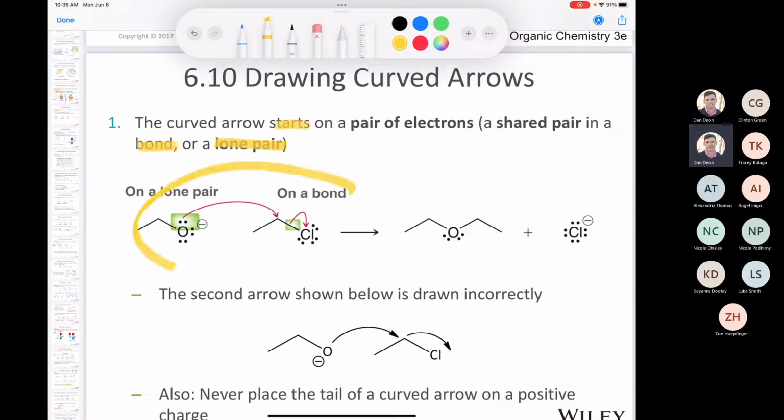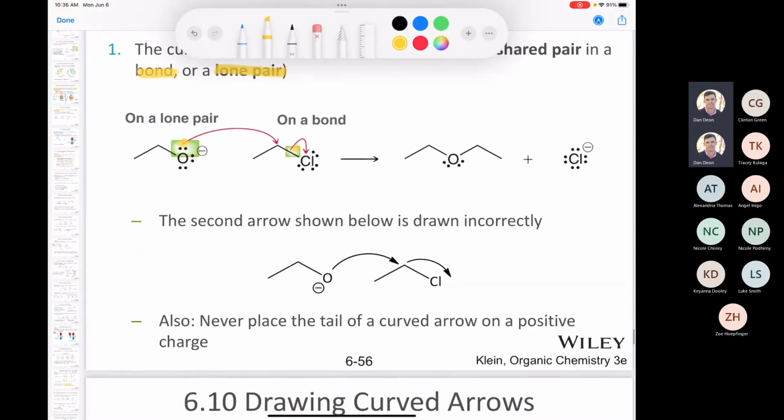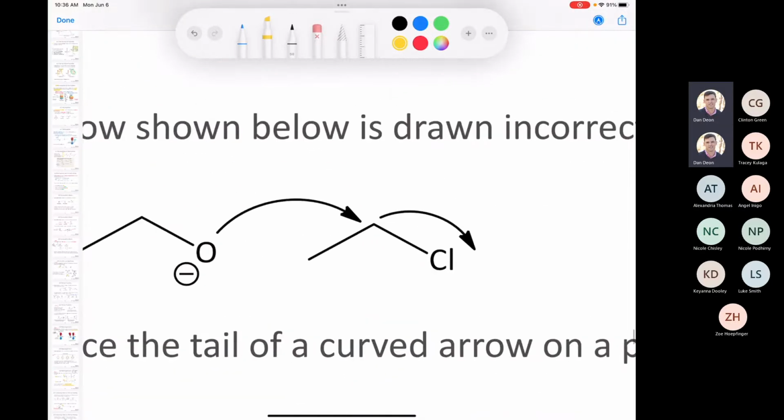You see that both of these arrows start either on a pair of electrons or on a bond. This one is wrong because this arrow does not start on a lone pair or a bond. It's definitely not starting on a lone pair. This is a bond and this is a bond, and the arrow is not starting on the bond. So that arrow is incorrect. We'll put big no-no there.